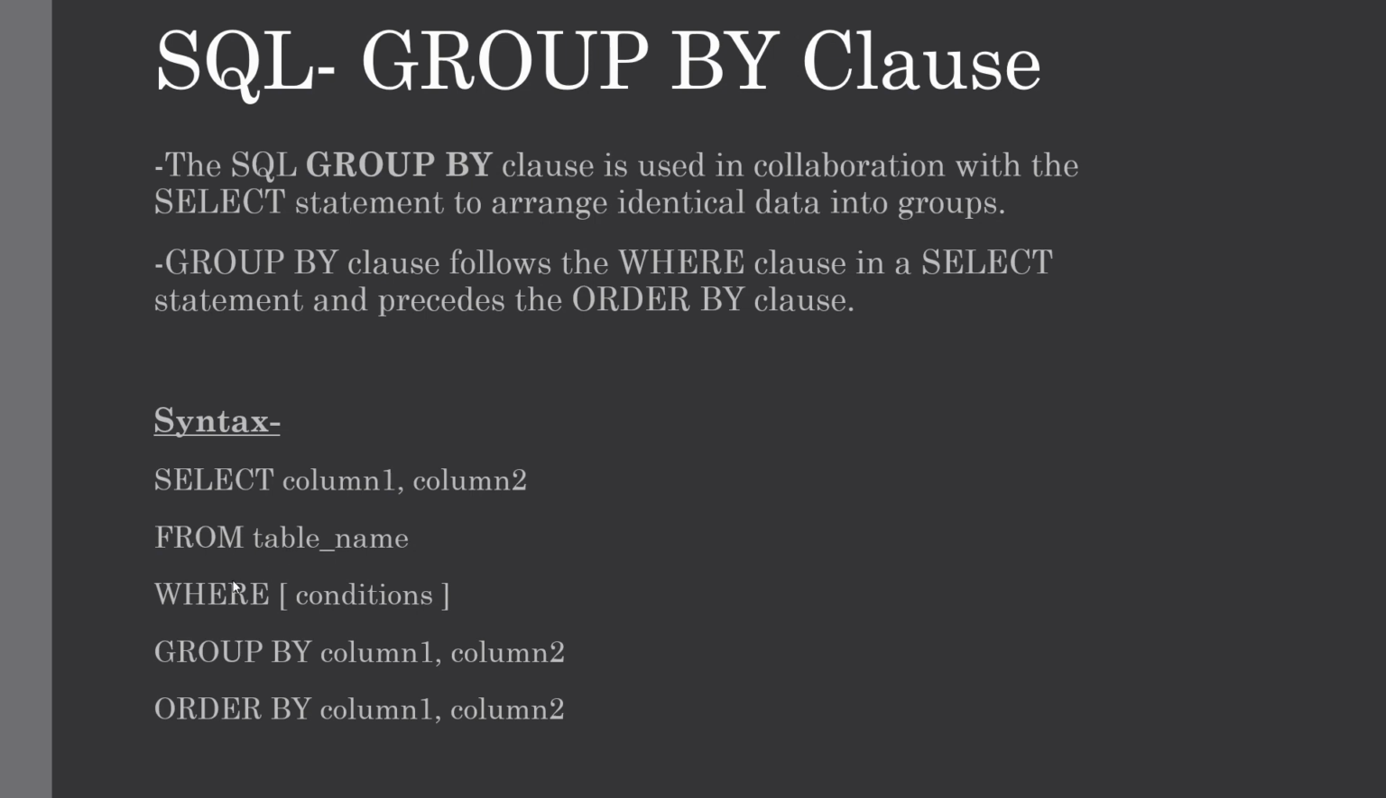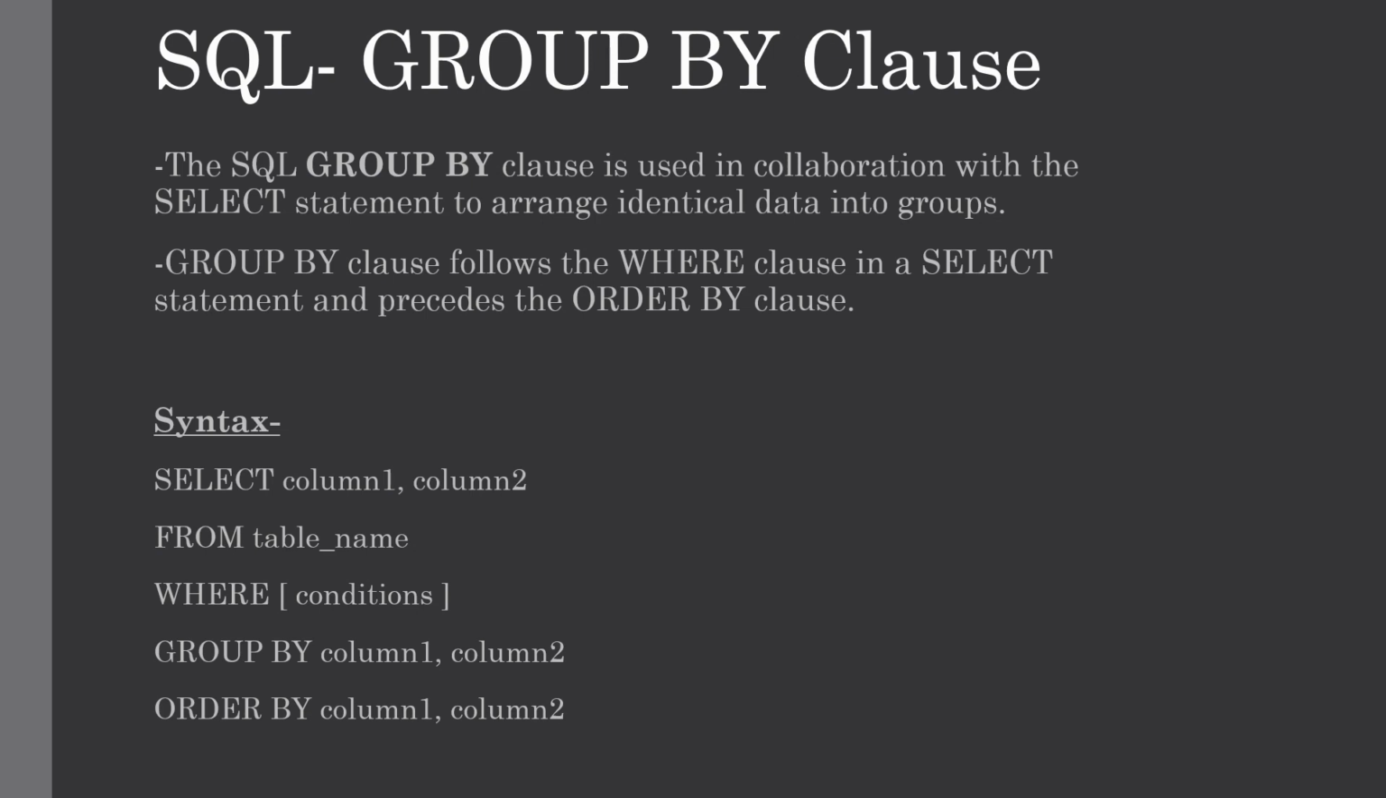So this is the basic syntax of group by clause. It is shown in the following code. The group by clause must follow the condition in where clause and must precede the order by clause if one is used. The group by statement is often used with aggregate functions like count, max, min, sum, average to group the result set by one or more columns.